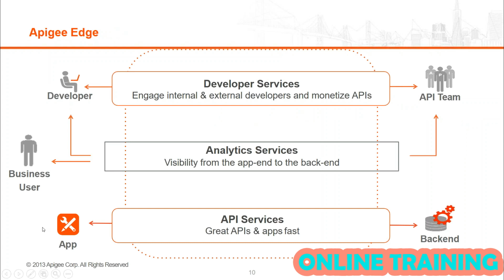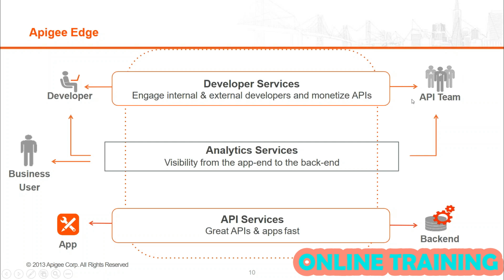So now, these are the three services given by Apigee Edge to us. One is API services, analytic services, and developer services. As I've told you, API services provide an API. If an API service or a proxy service is there, it will provide data from the backend to the application. Now this application is developed by a developer.